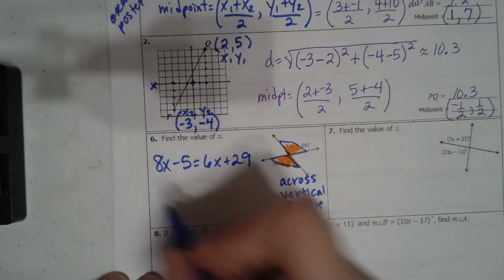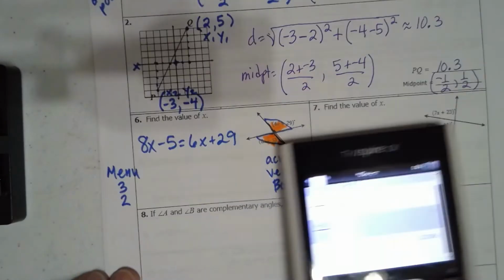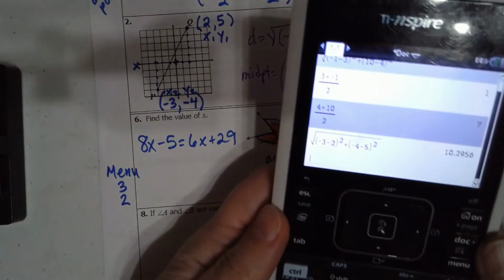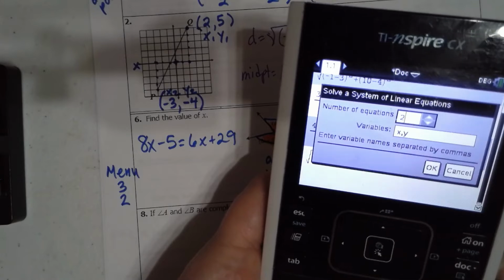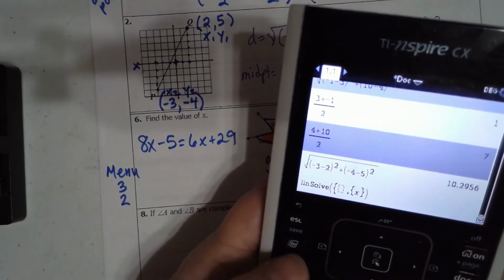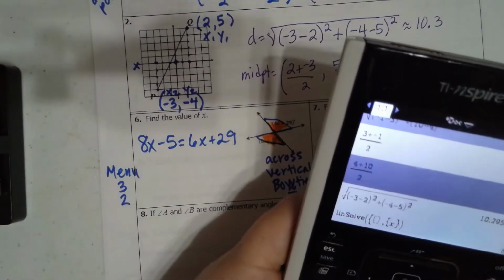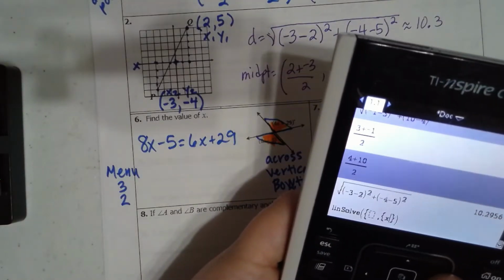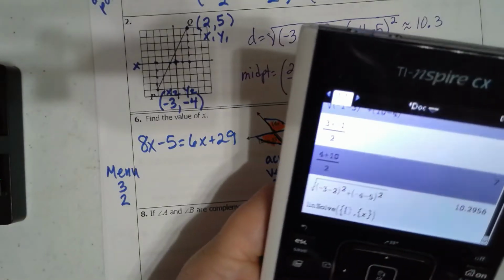Okay. So I'm going to go to my calculator, menu 3-2. Sorry, the light's right above my hand. Menu 3-2. I have one equation. Oops. Hold on. Is that right? Linear solve? Hold on.